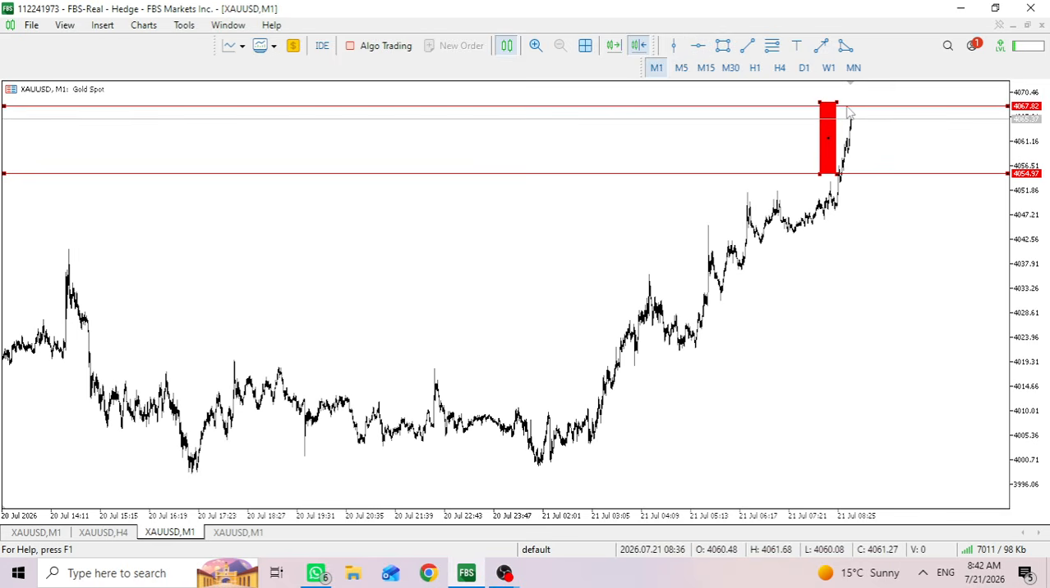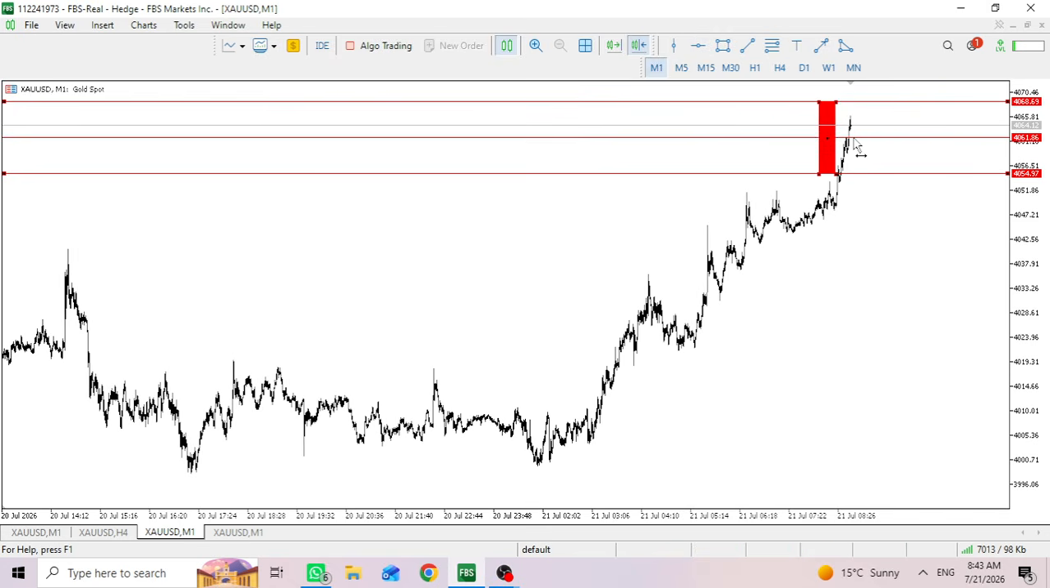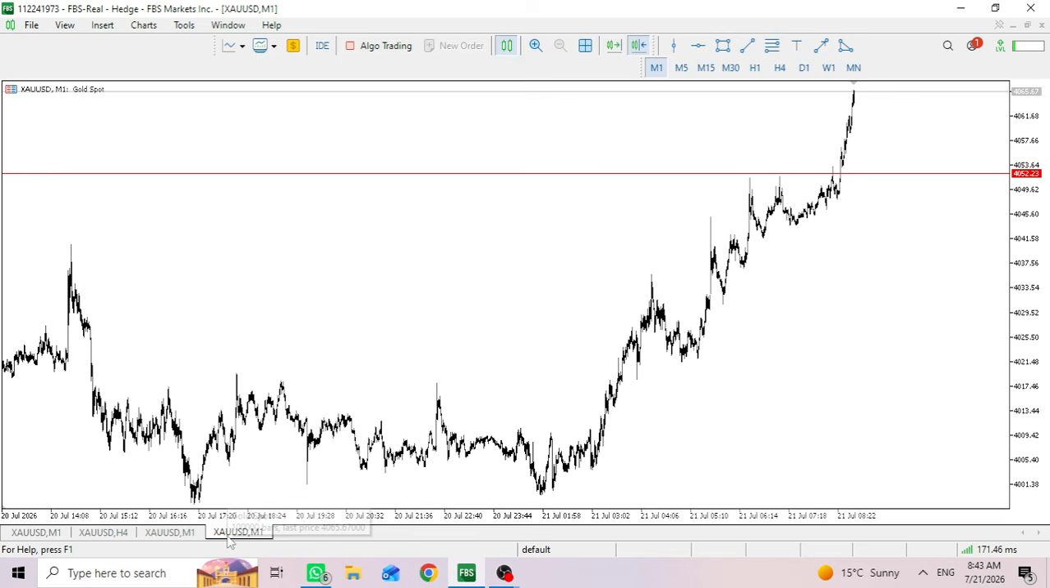No story. As long as the market is above the maximum buying point, no story. And that is what I will use for my re-entries and stuff. Will it come back to this level, 4052? I've already taken buys.